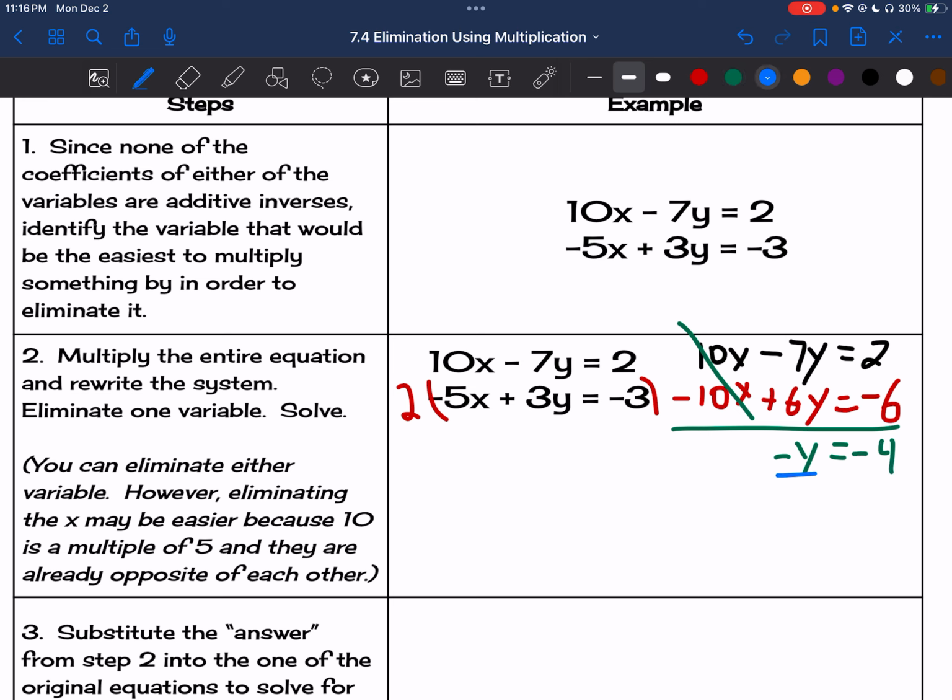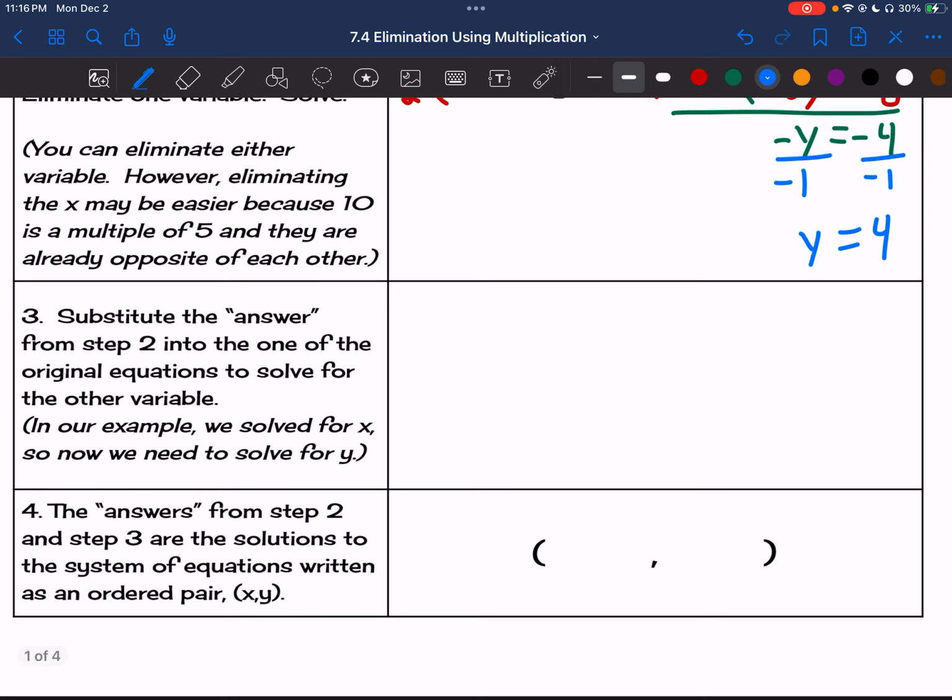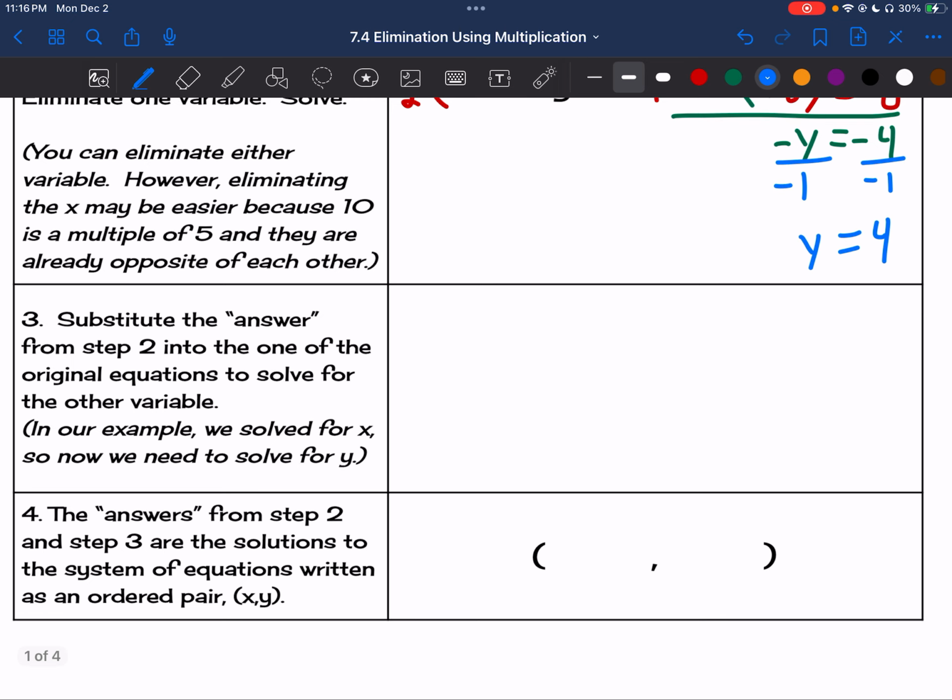And my final step is to divide by -1. And I get that y is going to be equal to a +4. Now we are back exactly where we were at the beginning. We're going to substitute our value into one of these equations and then work with it. So I'm going to substitute it into the one that I did not manipulate. I'm going to use the 10x.